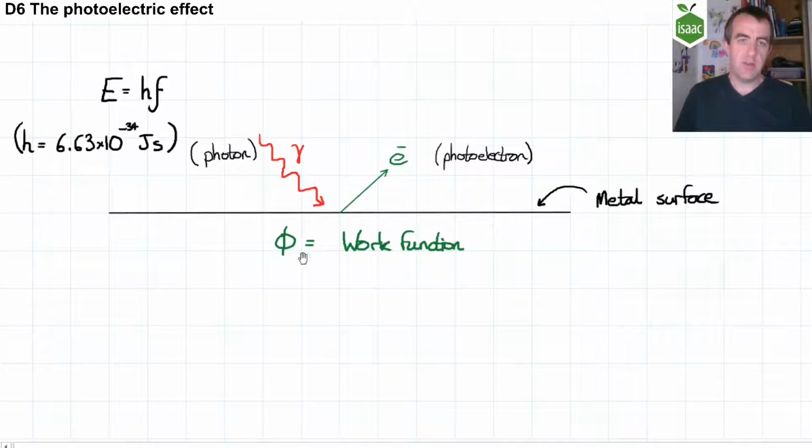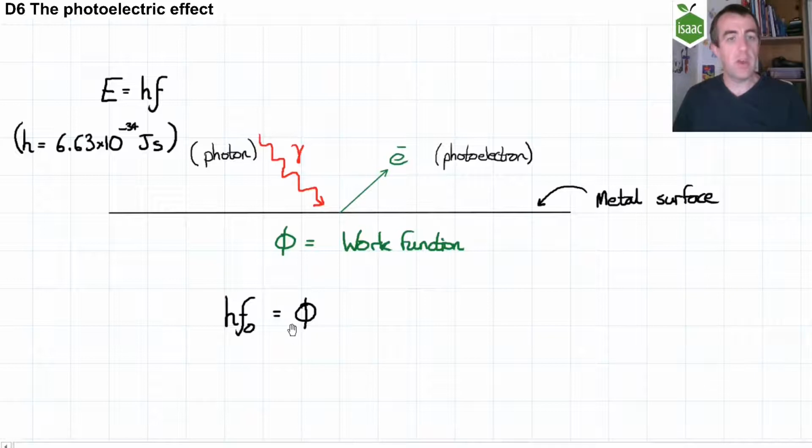The work function is the amount of energy that must be given to an electron for it to leave the surface of the metal. If the energy of a photon is less than the work function, then a photoelectron cannot be emitted. When the energy of the photon is equal to the work function, then the frequency of the electromagnetic radiation is called the threshold frequency. And we can indicate that with a subscript 0. It is the minimum frequency that will cause the emission of photoelectrons.